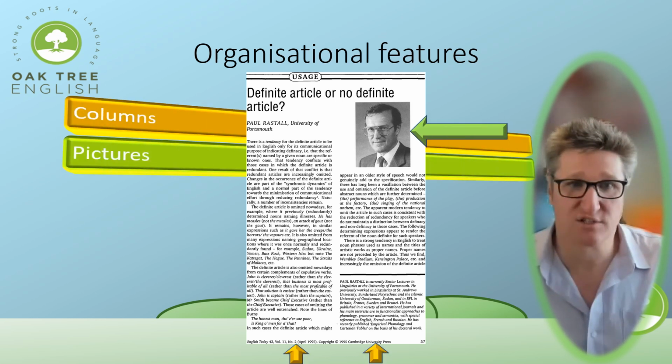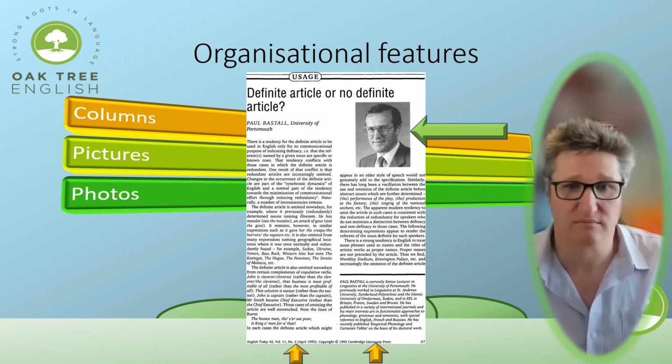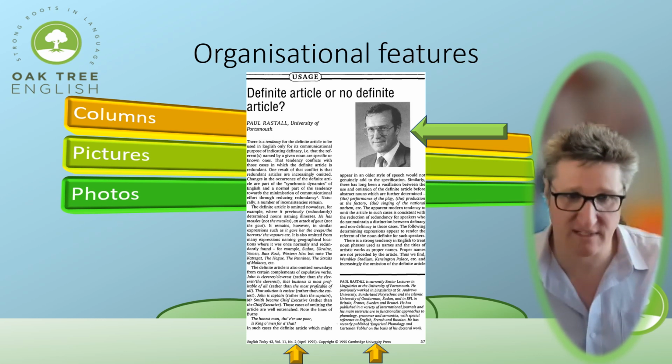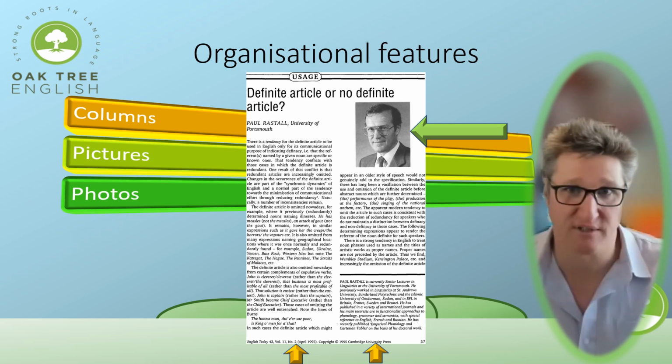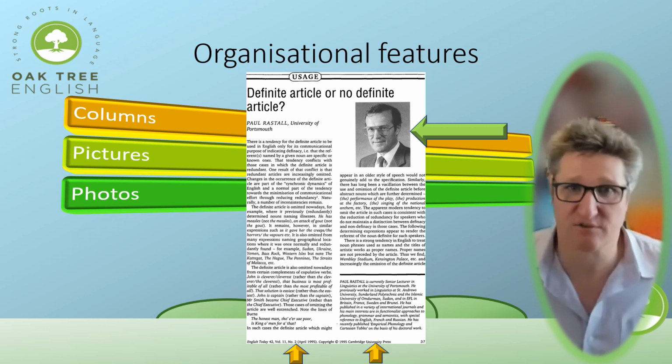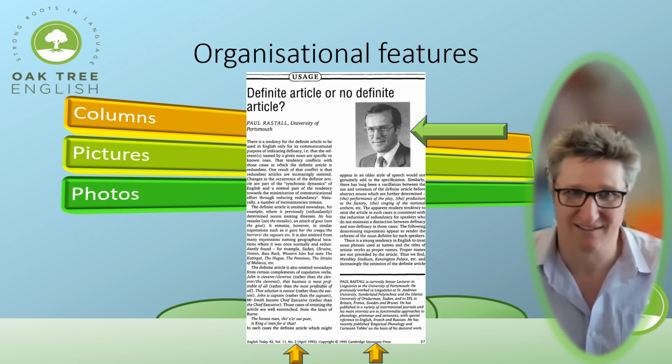Columns, pictures, and photos. So columns like these ones, pictures like this one, which is also, by the way, a photo, are all common organisational features found in an article, but you're not expected to use these in your own writing.